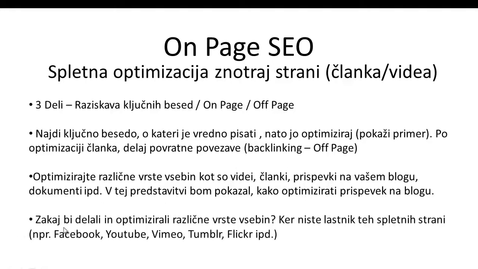Tako da gremo naprej. Zakaj bi delali in optimizirali različne vrste vsebin? To je zato, ker vi niste lastnik recimo Facebooka, YouTubea. Lahko damo video na Facebook ali na YouTube, lahko imamo svoj kanal na YouTubeu. Na Vimeo je podobno kot YouTube. Tumblr, Flickr, teh strani je cel kup, kjer lahko objavljamo svojo vsebino, ampak nismo lastnik teh spletnih strani. Kaj to za nas pomeni?